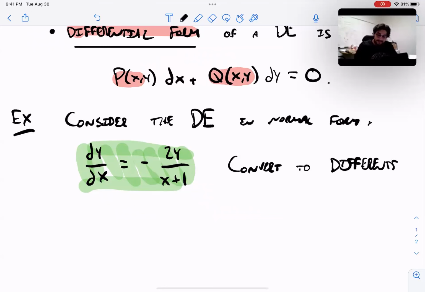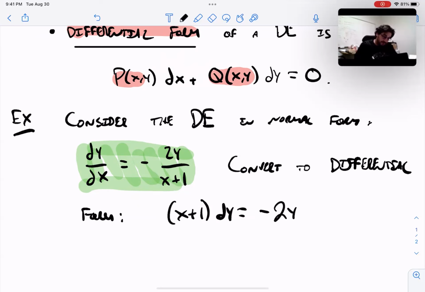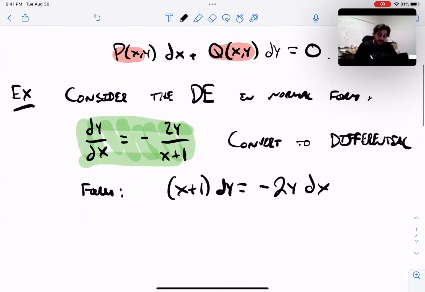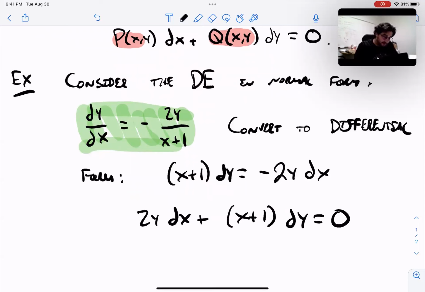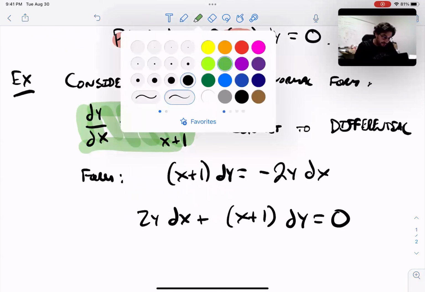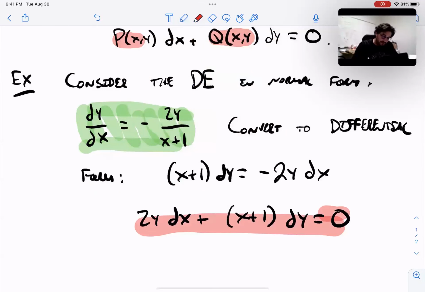So here, probably the easiest thing to do is just cross multiply. So you'd get (x plus 1) dy equals negative 2y dx, and then add that 2y dx to both sides. And this would convert this into differential form. So now this we would call the differential form. Same differential equation, just written in a different way.